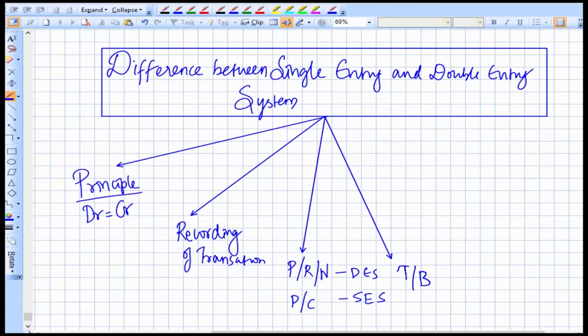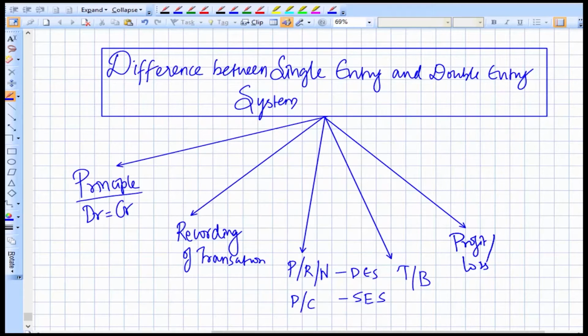Then the fifth difference arises in determining the profit or loss. If you take double entry system, you can prepare a statement called income statement or profit and loss statement and balance sheet, and you can see what is the picture of the business. You can know whether you are making profit or loss. But if you take single entry system, a profit and loss account and balance sheet cannot be conveniently prepared because the accounting entries are incomplete in nature.